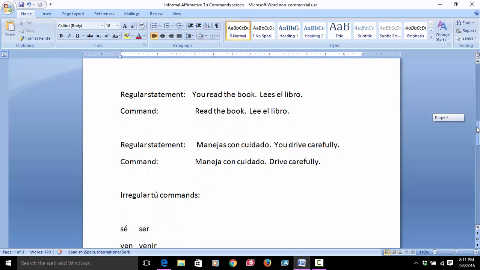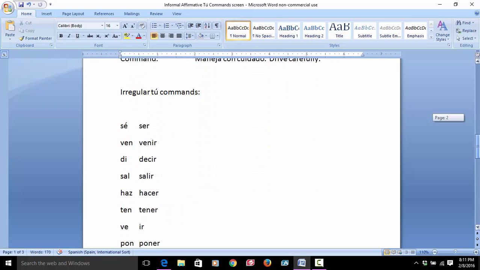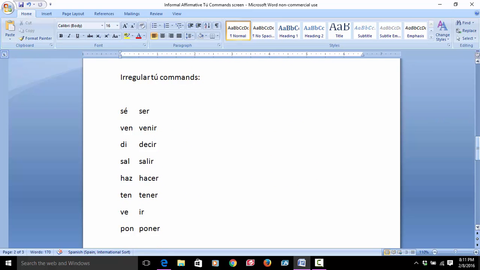The irregular tú commands are sé, ven, di, sal, haz, ten, ve, and pon. Sé, be. Ven, come, like come here. Di, tell me. Sal, leave. Haz, do or make. Ten, have, or in those special tener expressions, it could also mean be, like be careful, ten cuidado. Ve, go. Pon, put.